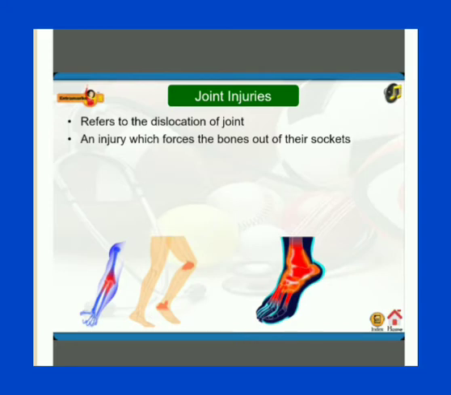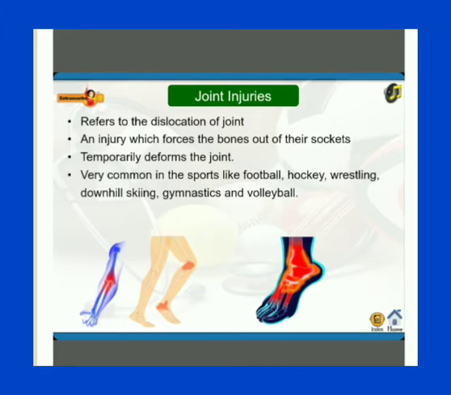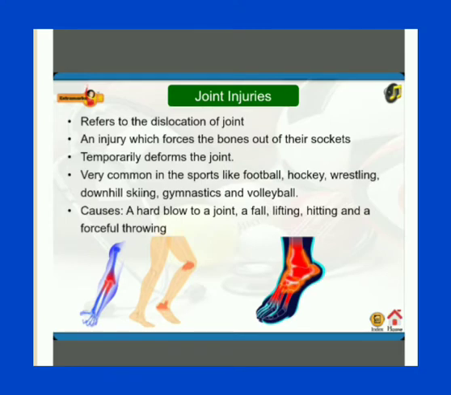Joint injuries. It refers to the dislocation of a joint. Dislocation of a joint is an injury which forces the bones out of their sockets. It temporarily deforms the joint. It is very common in sports like football, hockey, wrestling, downhill skiing, gymnastics and volleyball. A hard blow to a joint, a fall, lifting, hitting and a forceful throw can cause this dislocation.